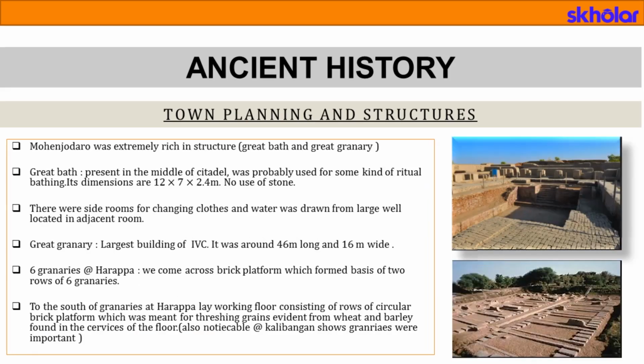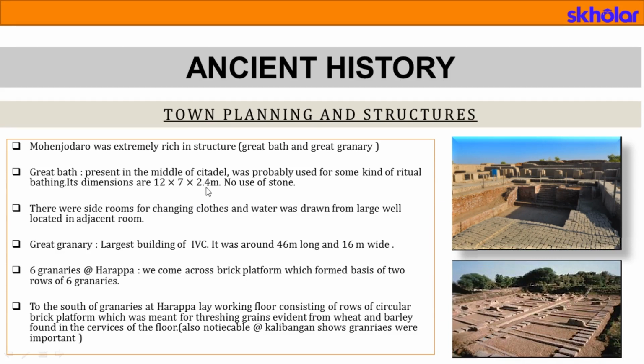Let's move on. Now, coming to the structural part, Mohenjo-daro was extremely rich in structures. It has two of the biggest structures of the Indus Valley civilization, that is the Great Bath and the Great Granary. The Great Bath was present in the middle of the citadel. It was probably used for some kind of ritual bathing. Its dimensions are 22 by 7 by 24.